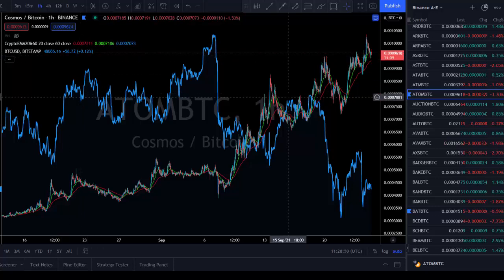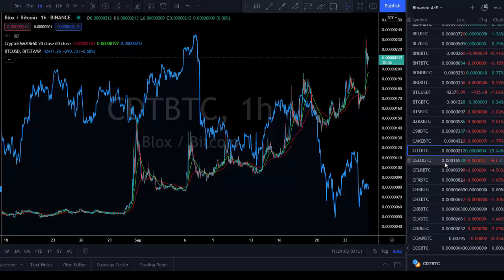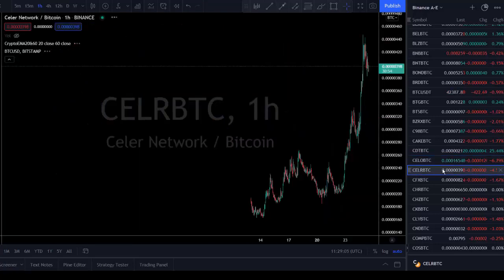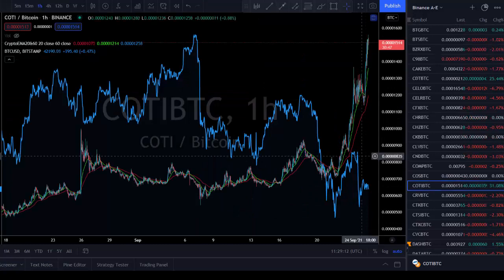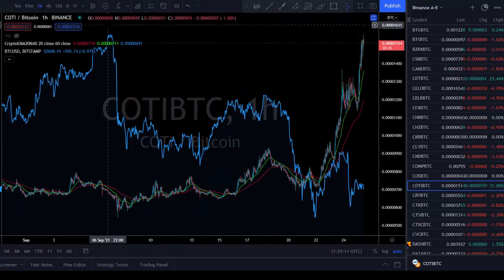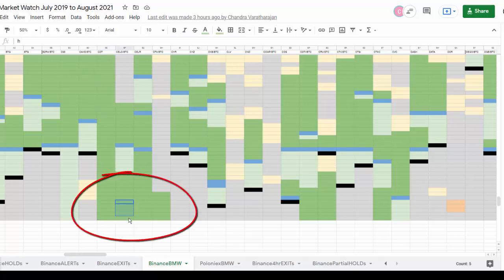There are a few strong outliers like Atom, CDT, Seller, COTI. There are a few of them that have really outperformed. And you can see those coins just simply stay in hold stance so long as they are above the 12-hour EMA. So this system really selects out for us to hold the best of the coins all the time.